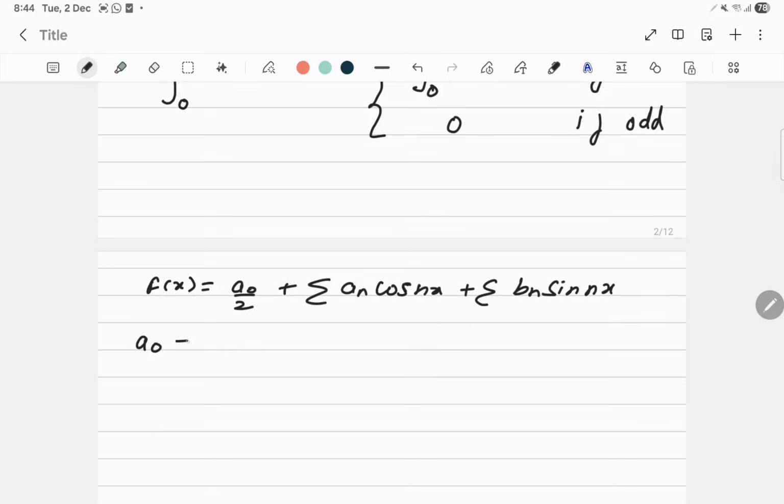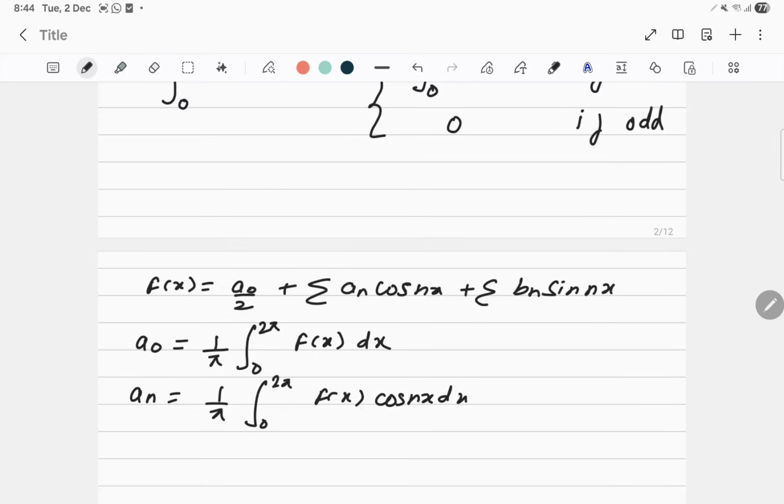Now, what is the value of a0? a0 is equal to 1 upon pi integral 0 to 2 pi f of x dx. Correct? When I am talking about 0 to 2 pi, c value is 0. So, the limit becomes 0 to 2 pi. Now, I'll just write down the values first. an is equal to 1 upon pi integral 0 to 2 pi f of x cos nx dx. And bn is equal to 1 by pi integral 0 to 2 pi f of x sin nx dx.